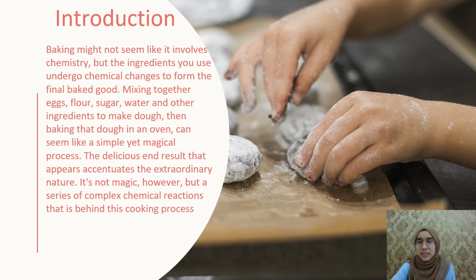As an introduction, baking might not seem like it involves chemistry, but the ingredients you use undergo chemical changes to form the final baked goods, mixing together the eggs, flour, sugar, water, and other ingredients to make dough. Then, baking that dough in an oven can seem like a simple but magical process. The delicious end result accentuates the extraordinary nature. It's not magic, however, but a series of complex chemical reactions that is behind this cooking process.